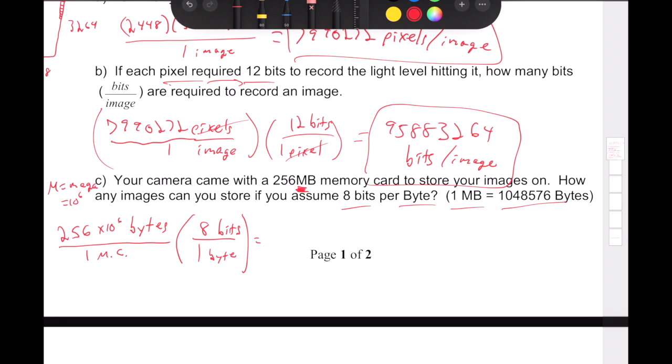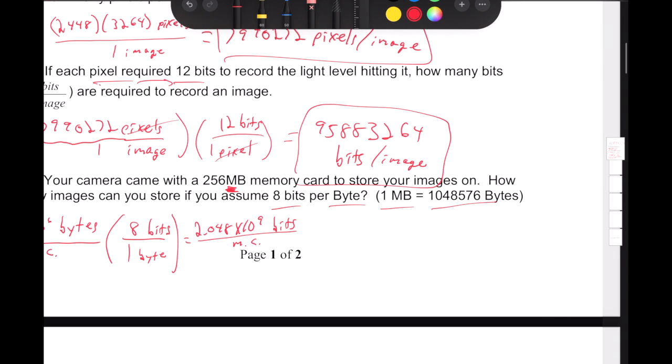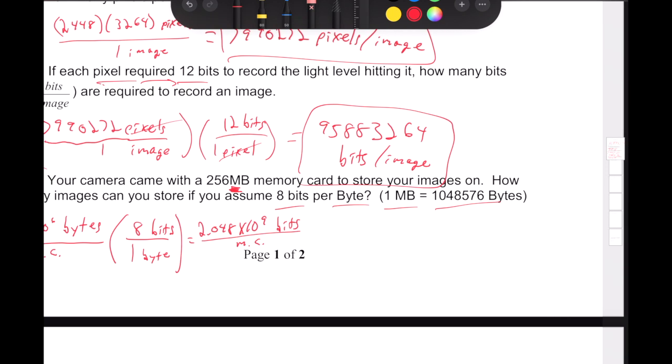Okay, so 256 times 10 to the 6th times 8 gives us 2.048 times 10 to the 9th bits per memory card. Okay, so now I know how many bits are able to be stored on this memory card, and from the previous problem, I know how many bits are in each image. So this sounds like a job for multiplication.